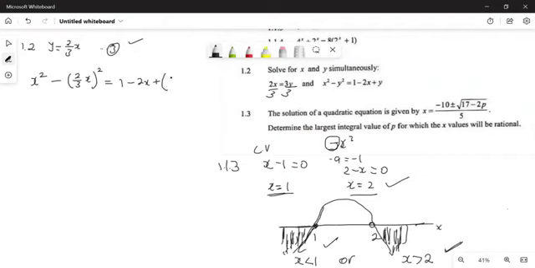Open bracket 2 all over 3x, 2 all over 3x. Okay, this is what you have then. What will you do after that? Transpose the right hand side to the left hand side. So you're going to transpose everything. Okay, but let's first work out this one here.